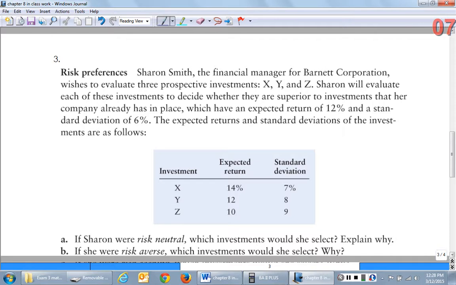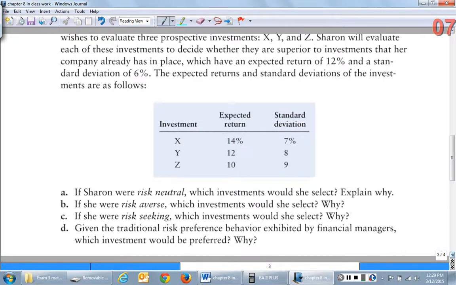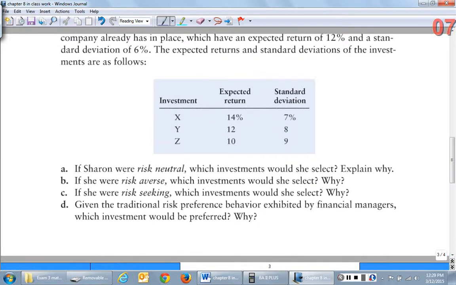Her company already has in place an expected return of 12% and a standard deviation of 6%. The expected returns and standard deviations of the investments are in this table. If Sharon were risk neutral, which investment would she prefer? If she were risk neutral, that means that she wants the highest return regardless of the level of risk.